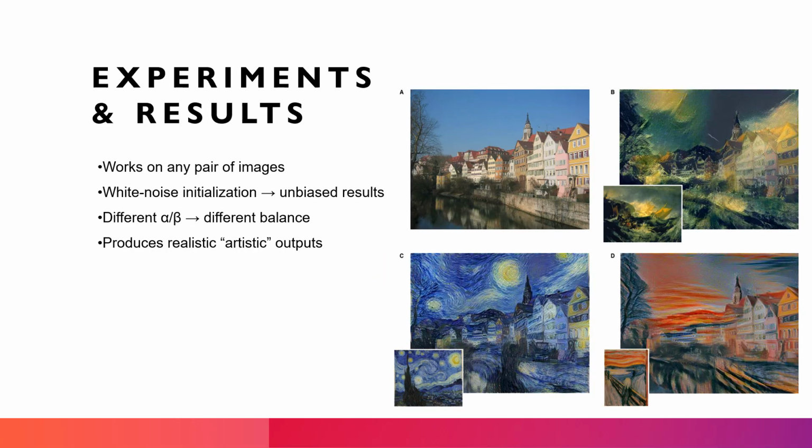The authors demonstrate that this method works on any pair of images. Starting from white noise ensures the output is not biased toward one of the input images. They also show that different values of alpha and beta change the balance. A high value of alpha makes the generated image more like the content image, and a high value of beta makes it more like the style image. Overall, the results look surprisingly artistic and capture both content and style very well.